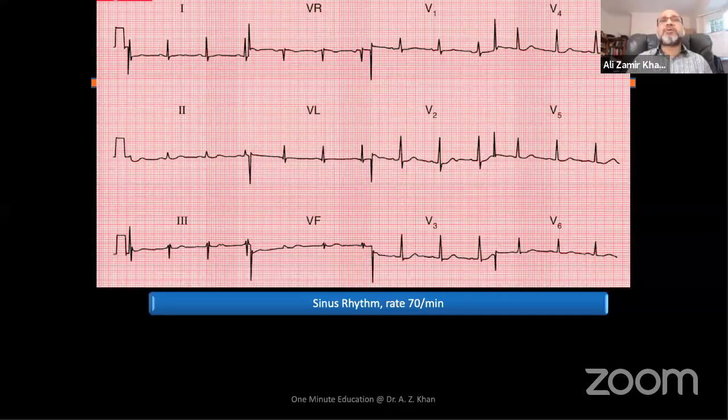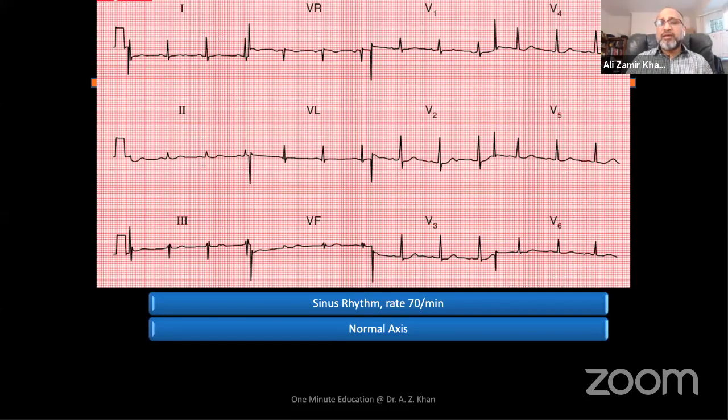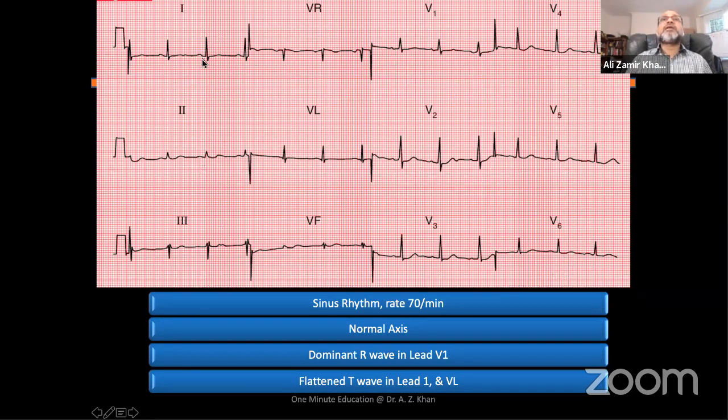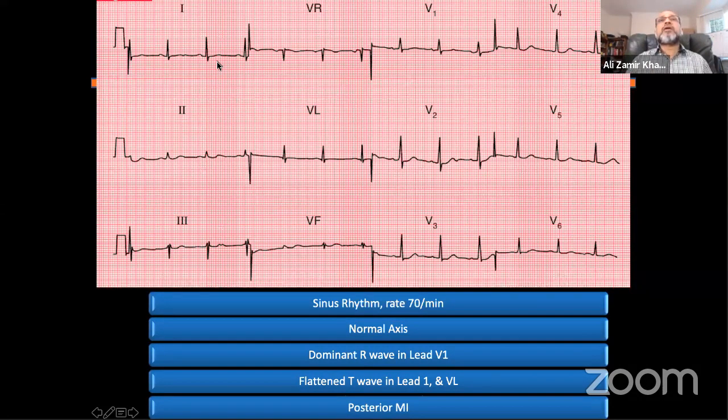Sinus rhythm, the rate is about 70 per minute when you calculate. The axis is okay, but there is a dominant R wave in lead V1. There's flattening in lead 1. The T wave is flattened. And in aVL as well, there's a problem. There's no T wave seen here. Can you see that? So this is usually a posterior MI, because lead 1 and aVL are looking at it from the side, left lateral.